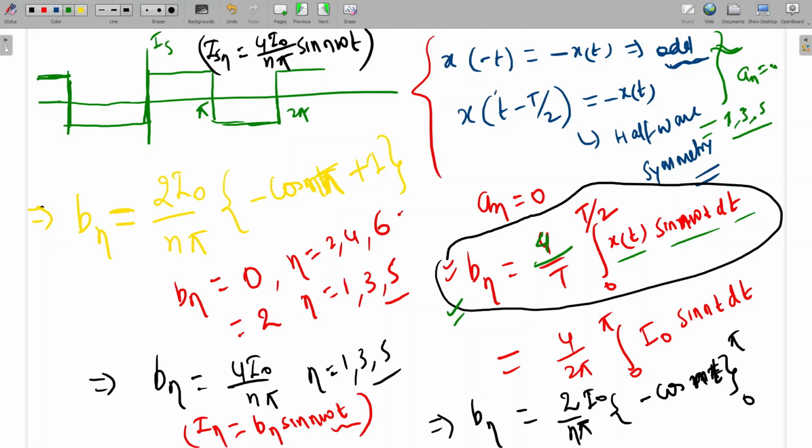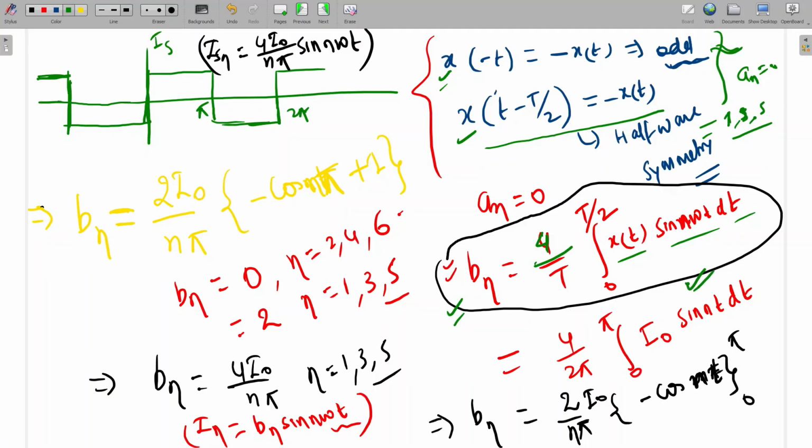Half wave symmetry means if I do x(t minus T by 2), that will be equal to minus of x(t). So this is called half wave symmetry. And x(minus t) equal to minus x(t) is an odd signal. So in that case, we can apply this formula.